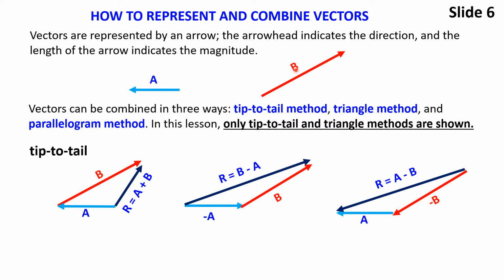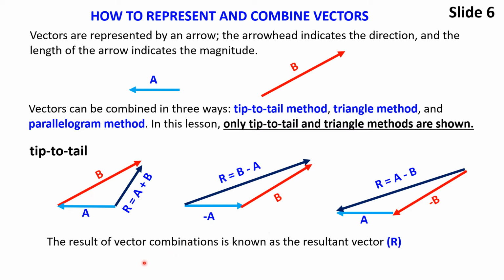So with two vectors, we can have three different ways to combine them. The resultant vector combination is known as the resultant vector R.